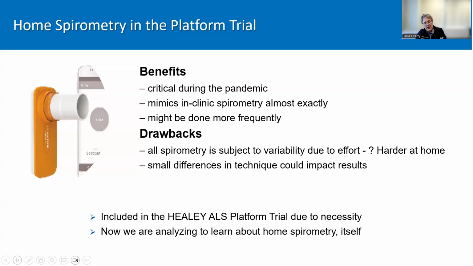It was included in the HEALEY ALS Platform Trial due to necessity, but now we're analyzing it to learn about home spirometry itself and how we can incorporate this in future efforts. With that, I'm going to hand over to Eric. Yeah, thanks. Next slide.